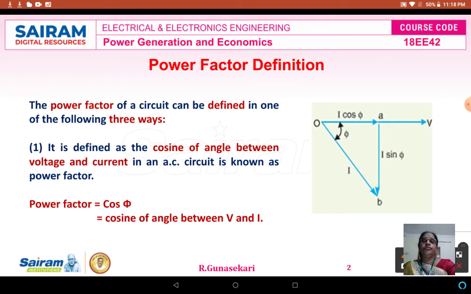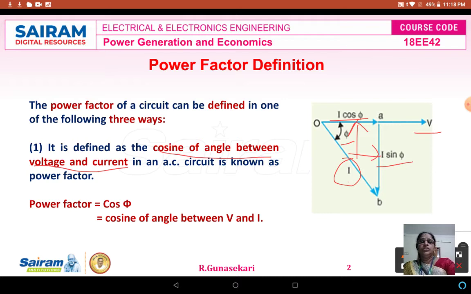The first definition: power factor is defined as the cosine of the angle between voltage and current. Now you see the phasor diagram. Voltage is the reference vector. Current lags behind the voltage by an angle phi. So the vertical component is I sin phi, and the horizontal component is I cos phi. That means the current I consists of two components.